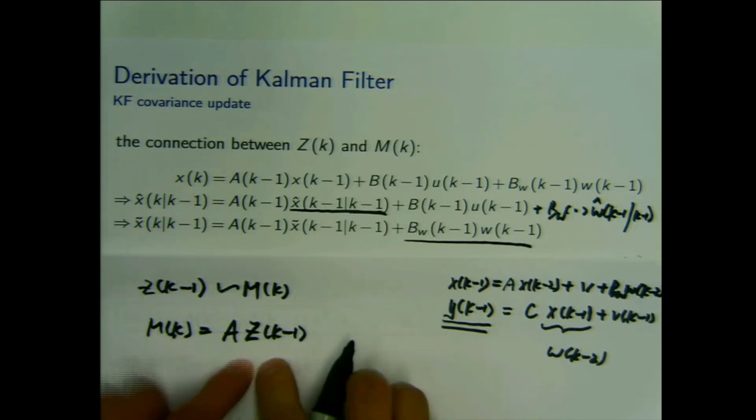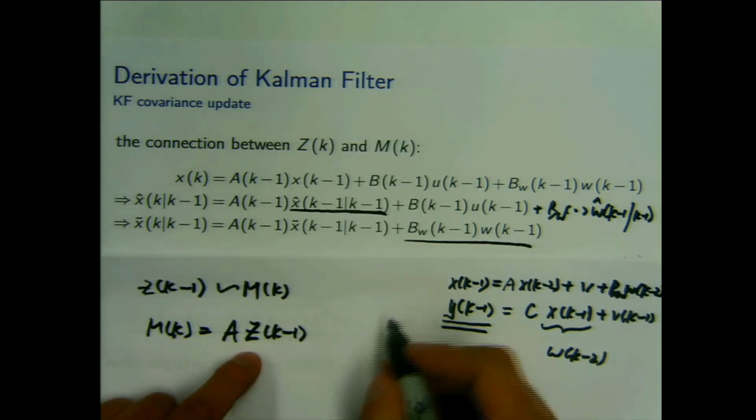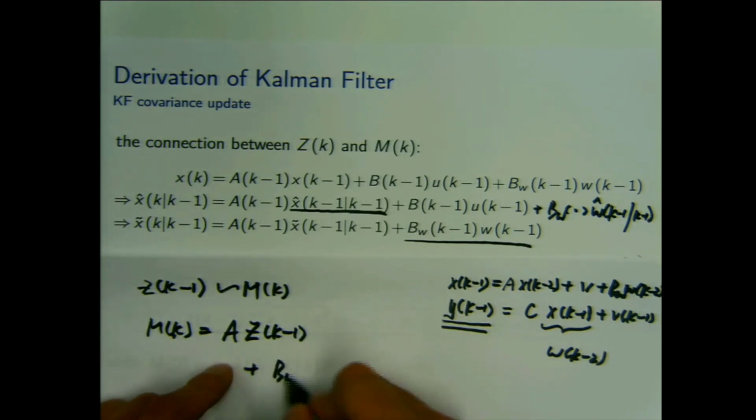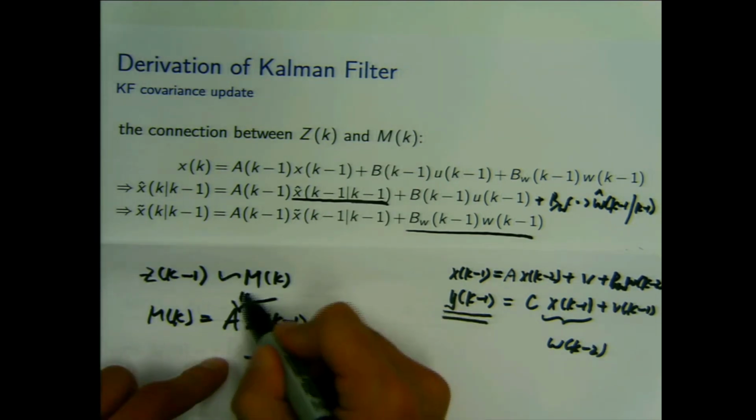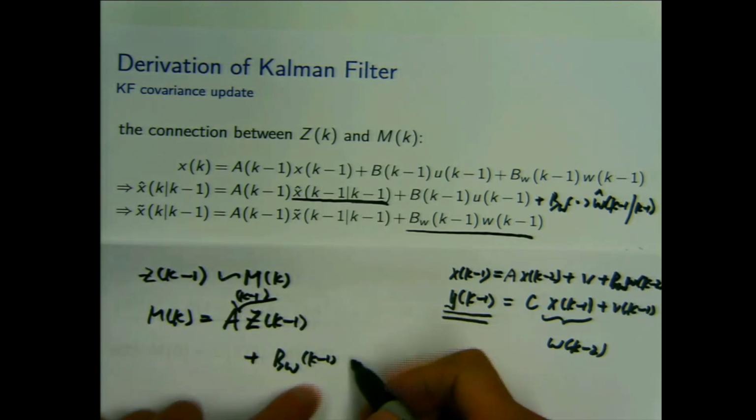This plus BW K. Yeah, oh, I forgot the K minus 1. Then what?